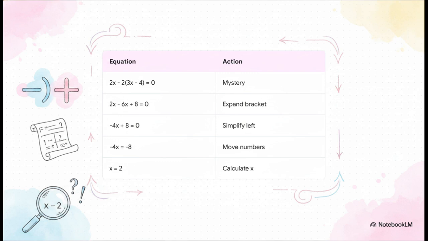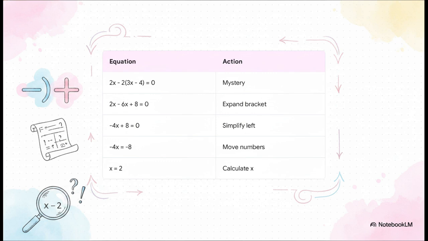But wait, look closely at the next part. Minus 2 times minus 4. 2 negatives make a positive, right? So that becomes plus 8. We simplify to get minus 4x plus 8 equals 0. For step 2, we move that positive 8 across the equal sign, so it flips to a minus 8, leaving us with minus 4x equals minus 8.